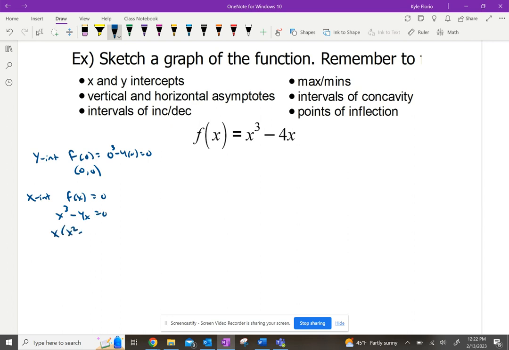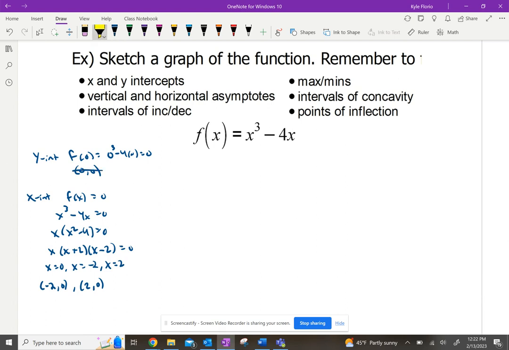Here I'd factor out an x, and I'd get x squared minus 4 equals 0. And that factors to x plus 2, x minus 2, because that's the difference of squares. So x equals 0, x equals negative 2, and x equals positive 2. I already knew 0, 0 was an x-intercept, so I'm not going to write that one. But I have negative 2, 0, and 2, 0.